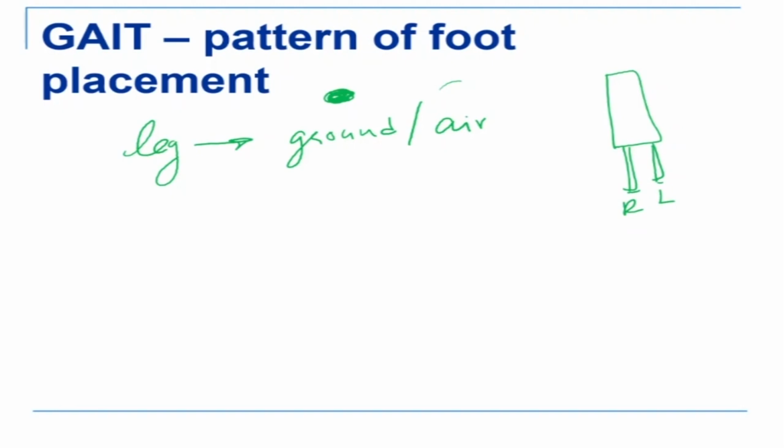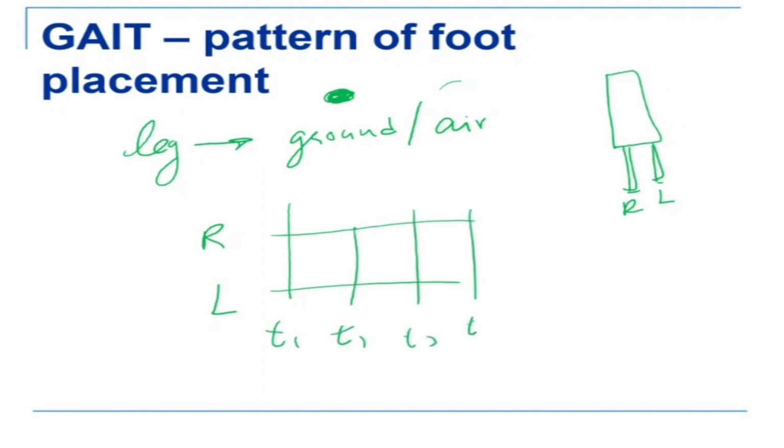Okay, so if I draw my gait diagram, this is my right leg, this is my left leg, and at different instants of time, this is T1, this is T2, this is T3, and this is T4. Initially when you start, both the legs are on the ground, so I'll mark it as black. So both legs are on the ground. This is what it means. Next, one leg will be on the ground and the other leg is going to go in air and the body will move forward.